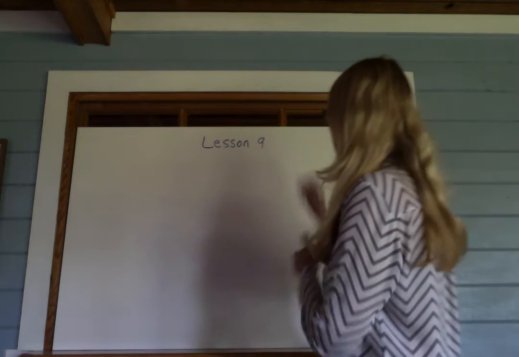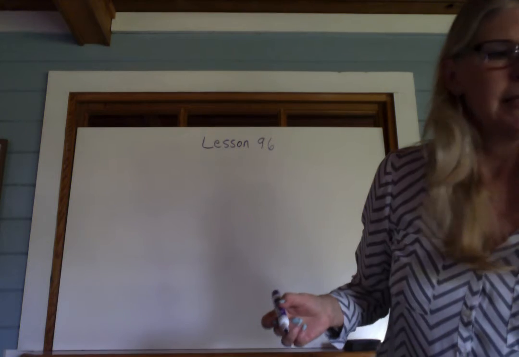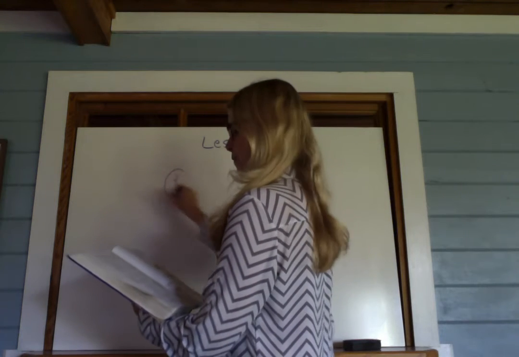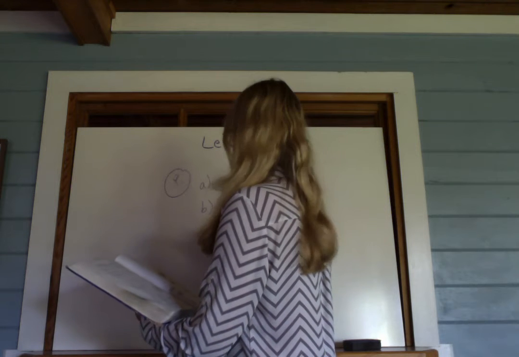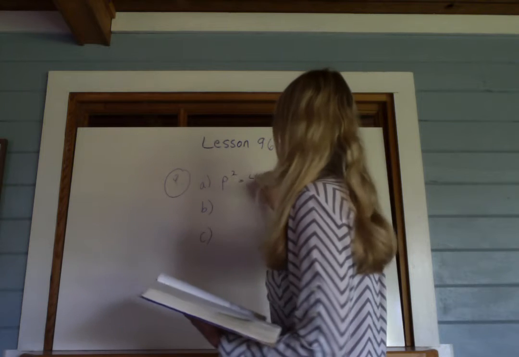So we are on 96 now. Okay. And this lesson, again, we have done these before, so it's going to be a nice little review. Okay. So we have p squared equals 49.